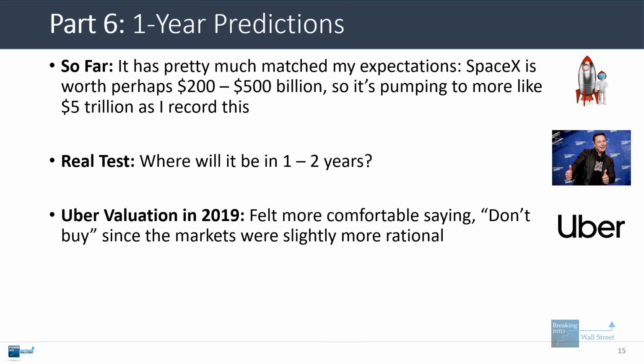Back in 2019, I did a valuation of Uber, and back then I felt a little more comfortable saying, don't buy this company. I didn't exactly recommend shorting the stock, but the markets were slightly more rational back then. Also, Uber didn't have Elon Musk attached, so it was a little bit easier to assign some amount of rational behavior to investors there.